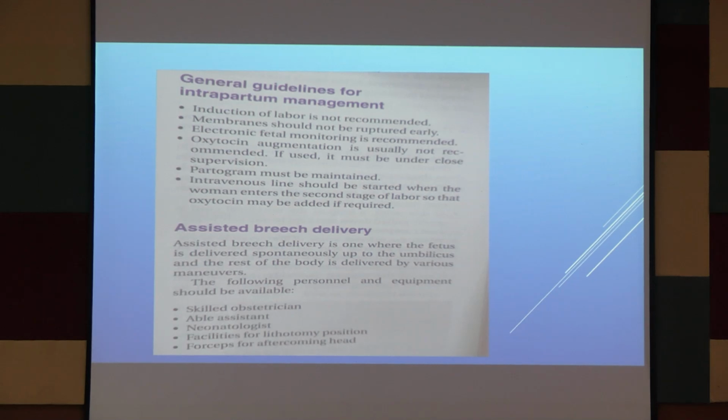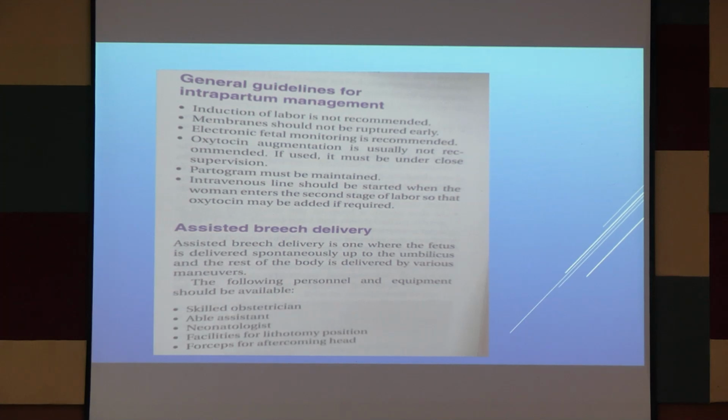Partogram must be maintained. IV line should be started when the woman enters in the second stage of labor. After full dilatation of cervix, IV line should be started so that oxytocin may be added if required. All these guidelines to be followed. Now come to assisted breech delivery.